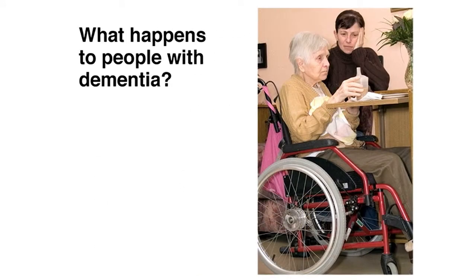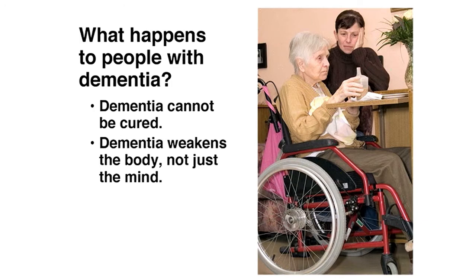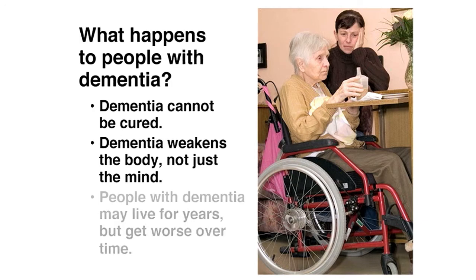What happens to people with dementia? Dementia can be treated, but it cannot be cured. Dementia weakens the body, not just the mind. People with dementia may live for years, but the symptoms of their illness get worse over time.